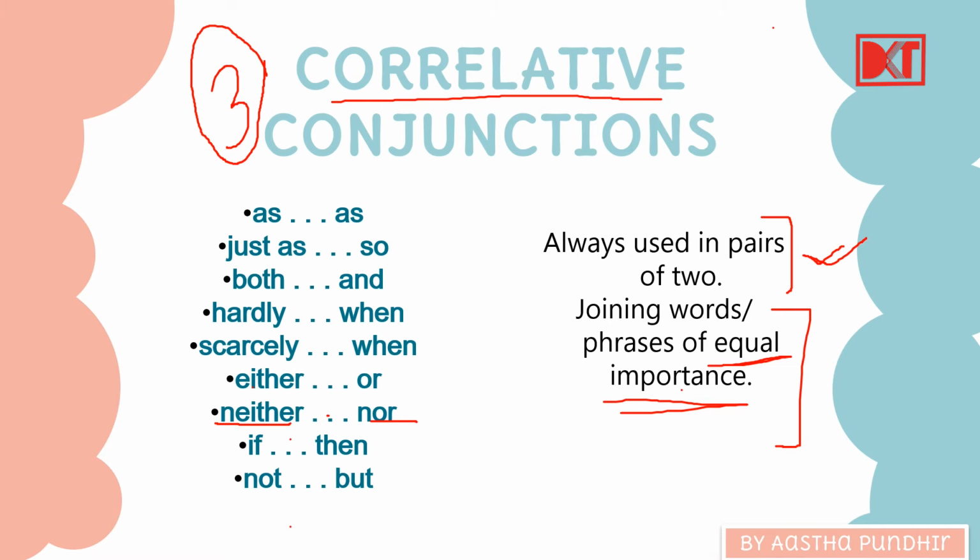सबसे पहला हमने क्या किया था? First one was the coordinating conjunctions. Second one was the subordinating conjunctions. And the third one is this correlative conjunctions. Right?